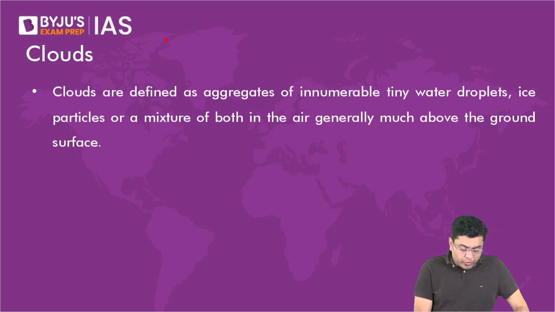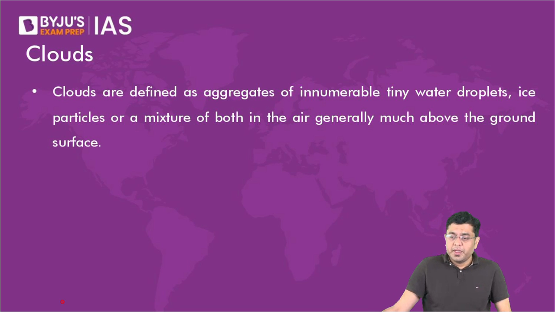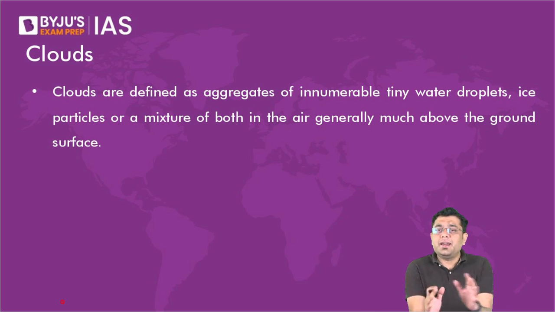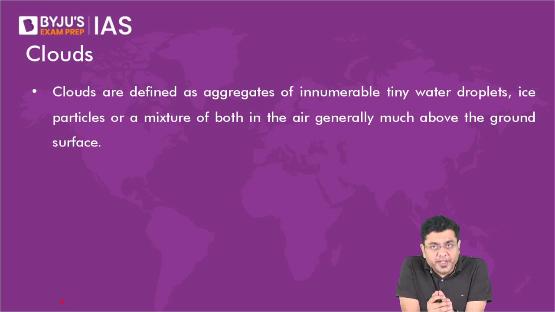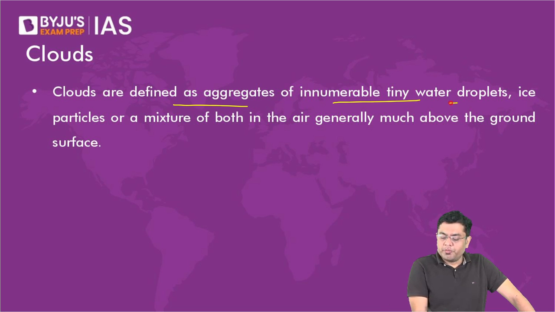Now we come over to the portion of cloud formation. How is it that the cloud formation takes place? Cloud formation is again a result of the process of condensation happening. Here the condensation is happening at a greater altitude, at a significant height. When we talk about clouds, they are defined as aggregates of innumerable tiny water droplets, ice particles, or a mixture of both in the air, generally much above the ground surface.